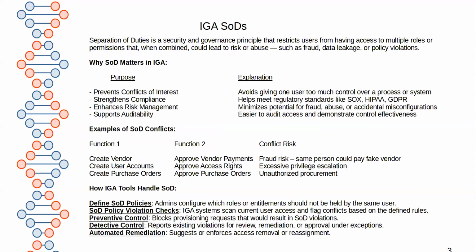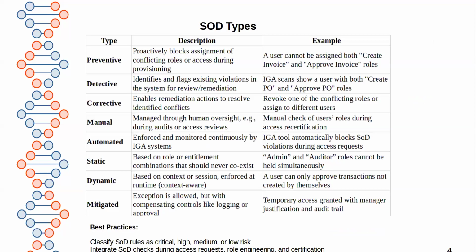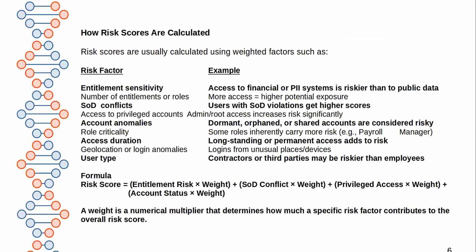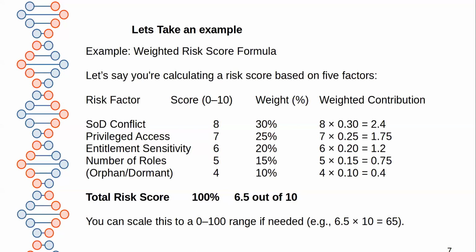So we started with the SOD. Why SODs are important? Examples of the SODs. How IGA handles it. Different types of SODs. The best practices. What we should apply. How to find an IGA risk score. What are the different common risk levels? And then we went into what are the different risk factors. What is weight? The formula. And then the example of the risk score form.